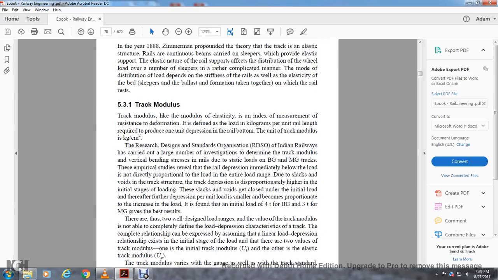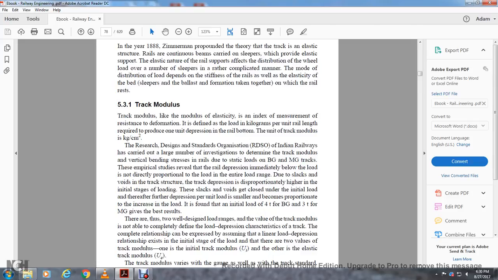5.3.1 Track modulus. The track modulus, like the modulus of elasticity, is an index measurement of the resistance to deformation. It defines the load in kilograms per unit rail length required to produce one unit depression of the rail bottom. The unit of the track modulus is kilograms per centimeter squared. The Research Design and Standards Organization of the Indian Railways has carried out a large number of investigations to determine the track modulus and vertical bending stress in the rail due to static loads on the broad and meter gauge.